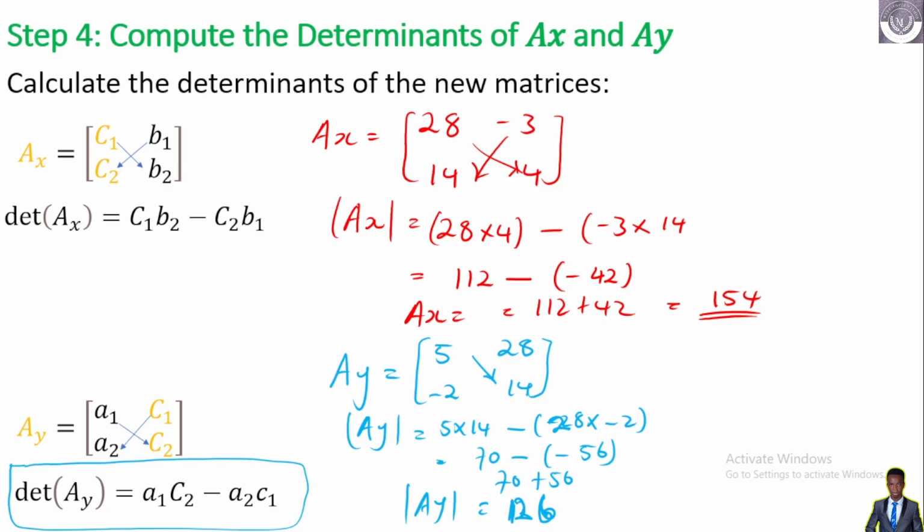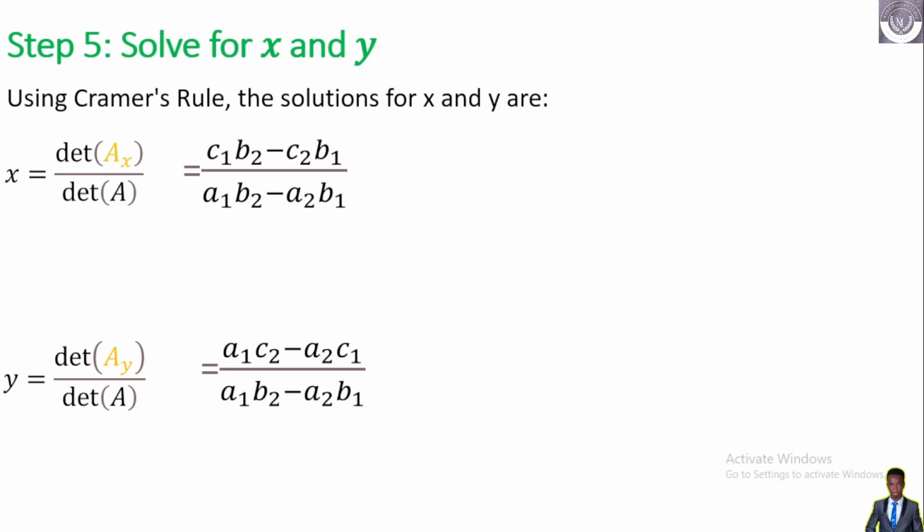So we move again to the final step now. That is, we are going to solve for X and Y using the Cramer's rule. We are now going to solve for X and Y using what? The Cramer's rule. So the Cramer's rule is saying that for you to determine X, it is always the determinant of AX divided by the original determinant. And for you to determine Y, it is the determinant of AY divided by the original determinant. So this is the formula.